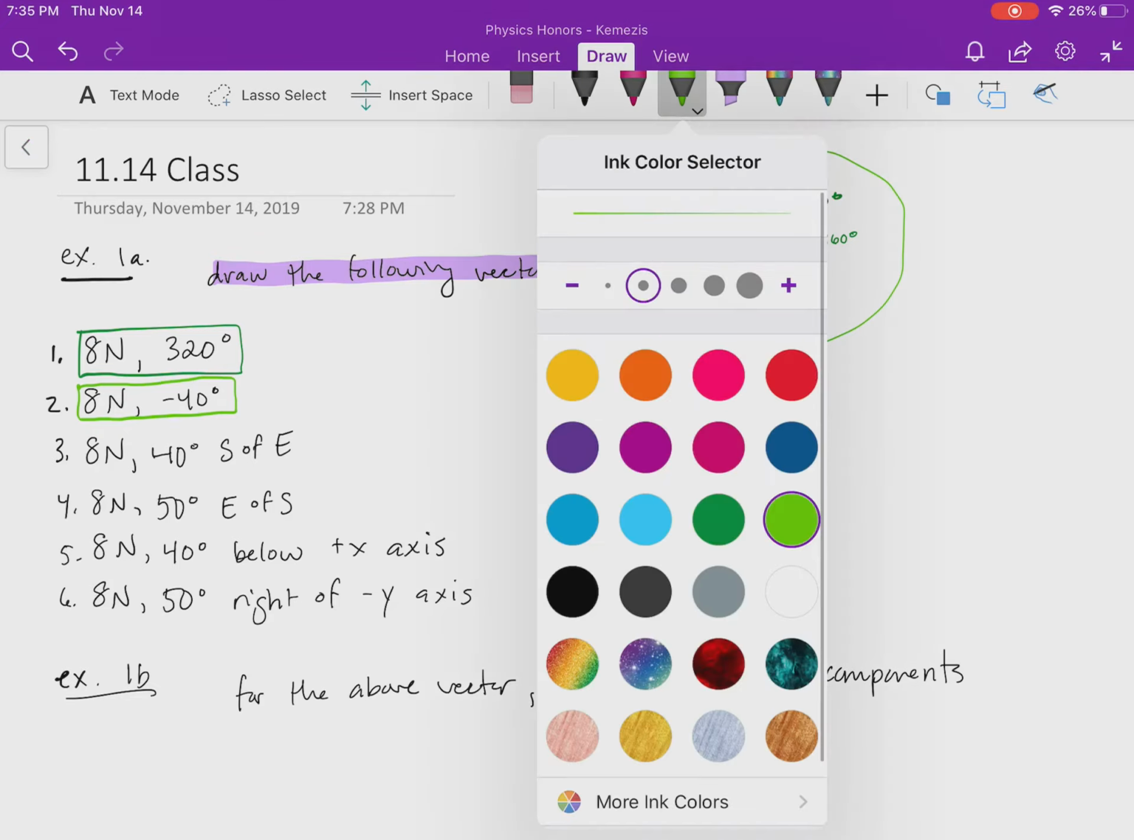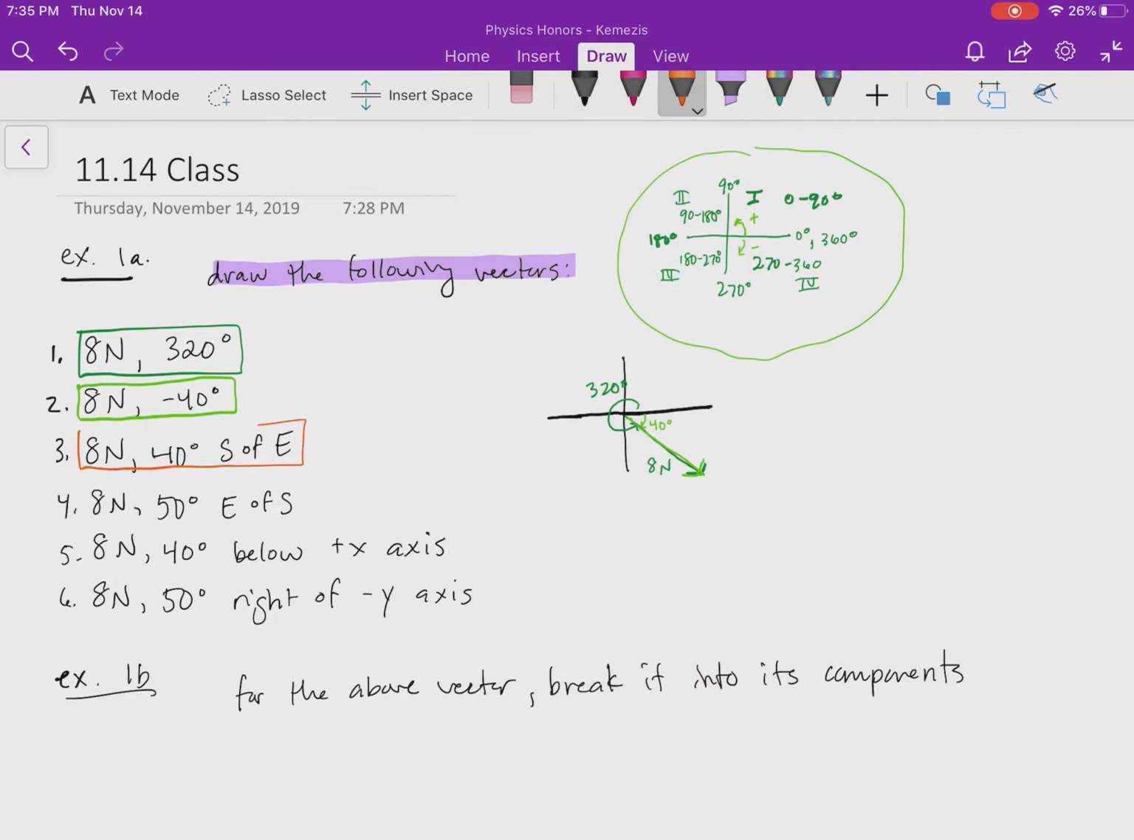Now if we switch to number 3, where we're going 40 degrees south of east, what's happening here, notice it's south of, so that means I am going to be going east, and then I'm going to be going 40 degrees south of east. So this 40 degrees south of east is the same thing as saying negative 40 degrees, and remember, negative 40 degrees was the same thing as saying positive 320 degrees. So we're just having different ways to say the same vector.